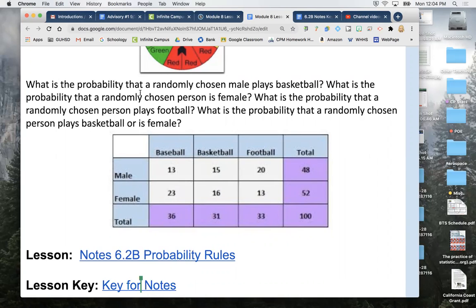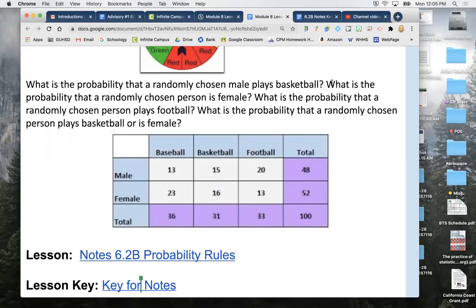So in this one it says, what is the probability that a randomly chosen male plays basketball? If I'm saying a randomly chosen male, I know that they're a male, okay? There are 48 males. What is the probability that that male plays basketball? Well, that would be the 15 out of the 48. So going into it, I knew it was a male, and of the 48 of them, 15 play basketball. I would say 15 out of the 48.